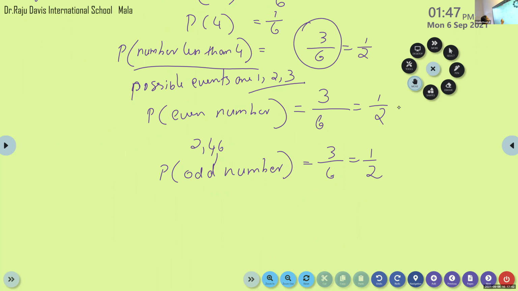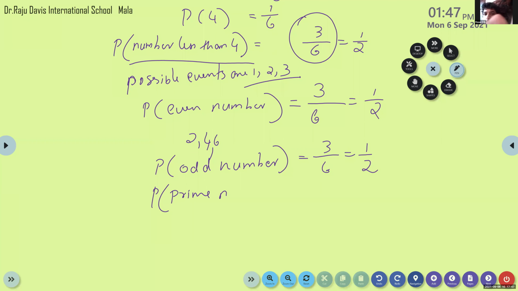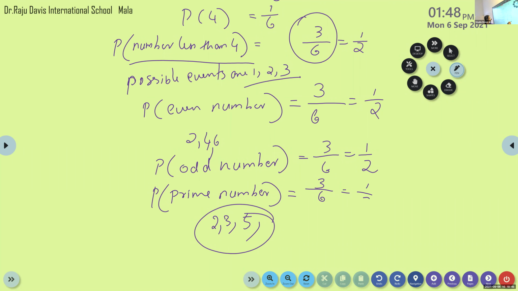Getting a prime number. While throwing a die, we have numbers only up to 6. Which are the prime numbers? The first prime number is 2. Then 3, then 5. 4 is not prime. Any other? No. 2, 3, 5 are the prime numbers. So 3 by total 6, that also is 1 by 2.